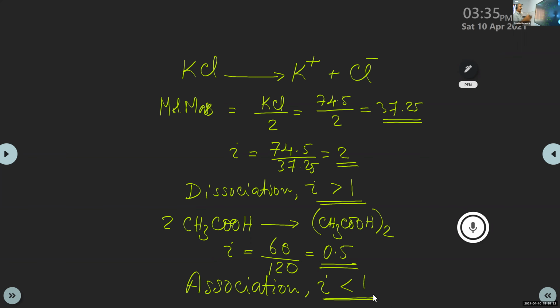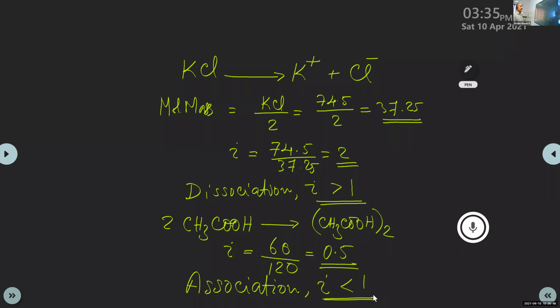Take the second case, a solution of acetic acid in benzene. The former one was a solution of KCl in water. The second case is a solution of acetic acid in benzene. Then there is dimerization.